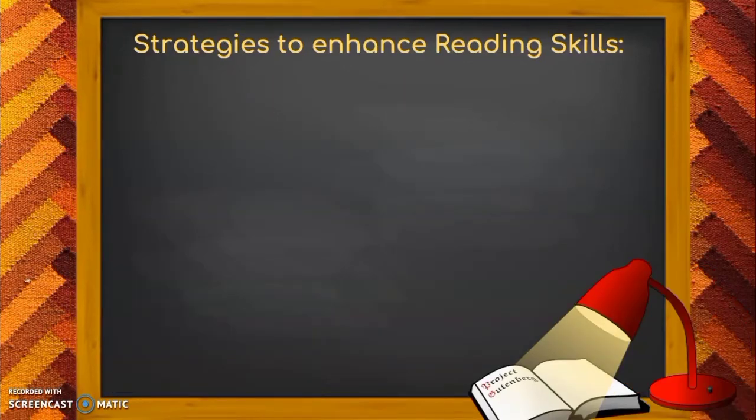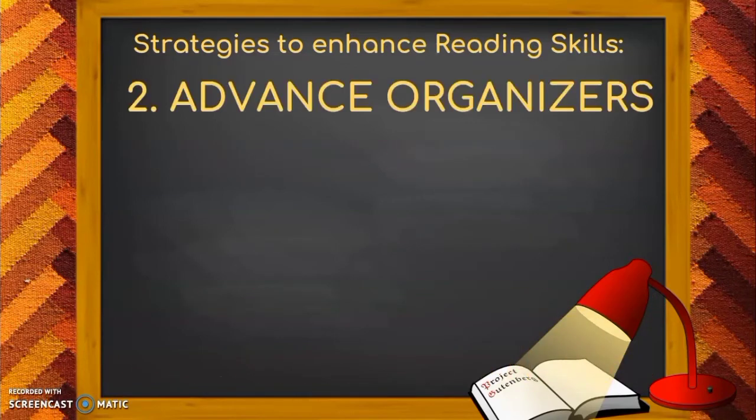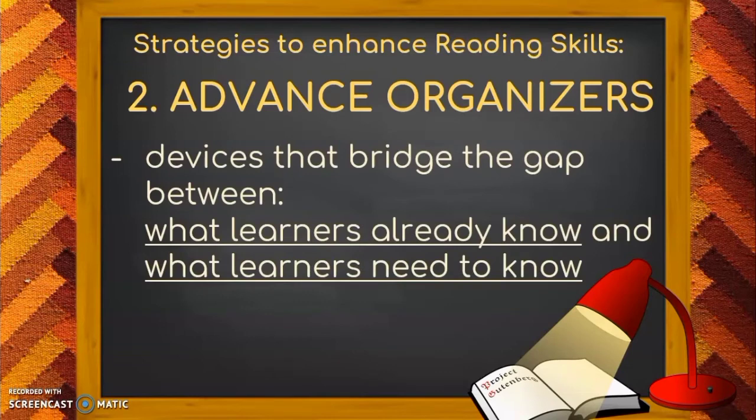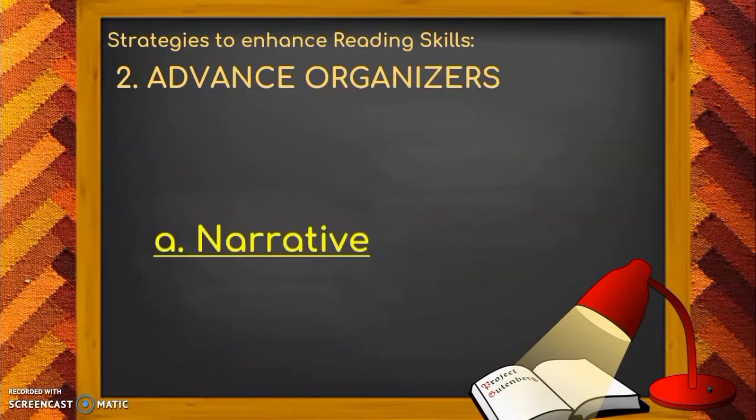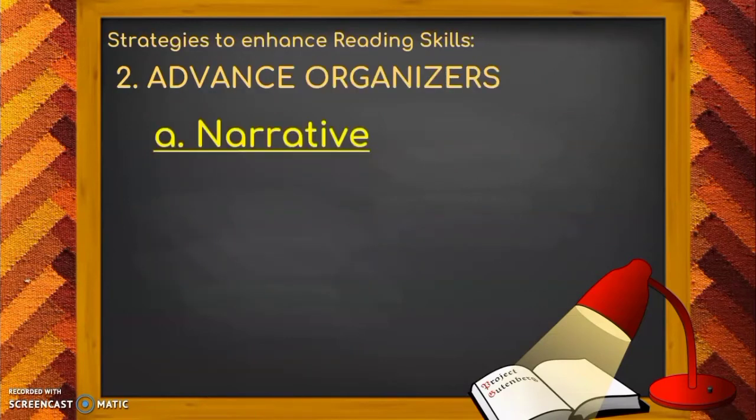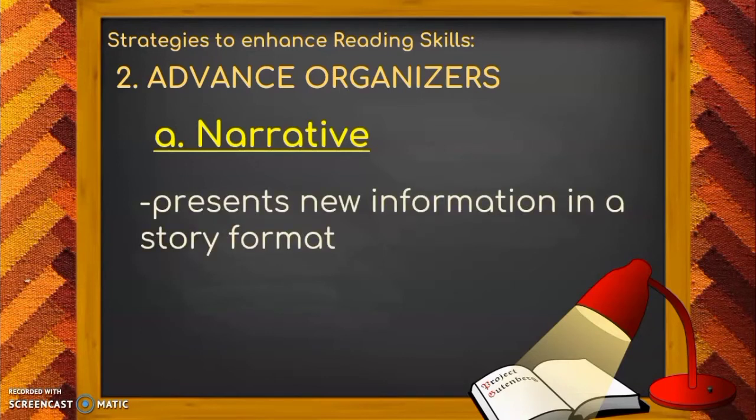Next tool that can help you interpret and find meanings are advanced organizers. These are devices that bridge the gap between what learners already know and what learners need to know. An advanced organizer can be in different forms. First example is a narrative. A narrative is a type of advanced organizer that presents new information in the format of a story.